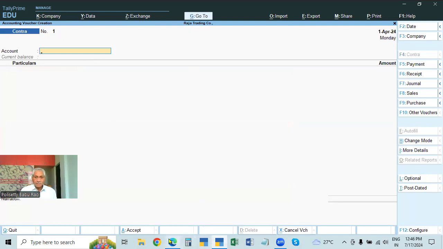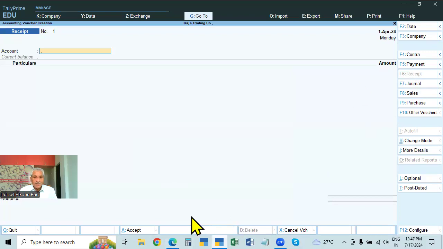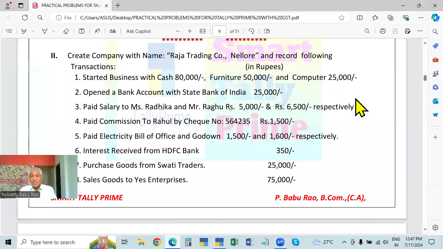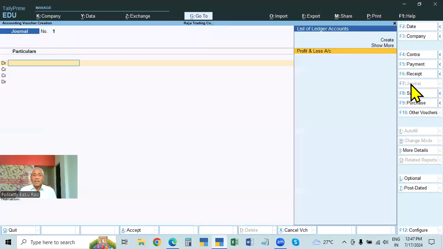So in the case of only cash, we will take a receipt entry. But here, along with cash, there are furniture and computer. For cash, you have to enter in the receipt voucher. For furniture and computer, you cannot enter in any other voucher. You are not purchasing; the furniture and computers come in as capital. We are not purchasing, we are not making any payments. So it cannot be entered anywhere except the journal.